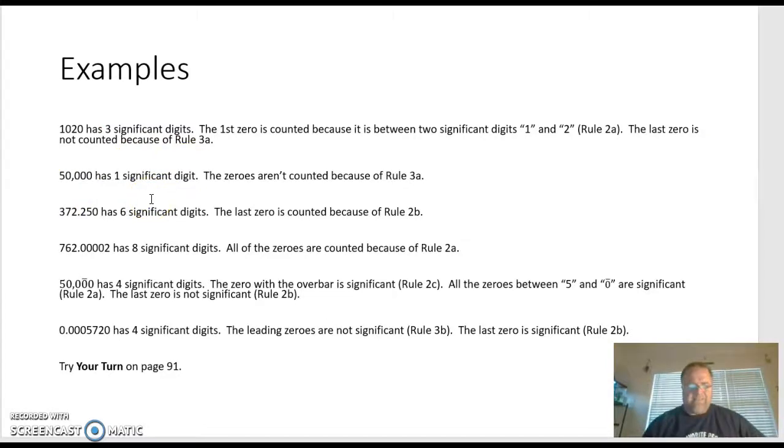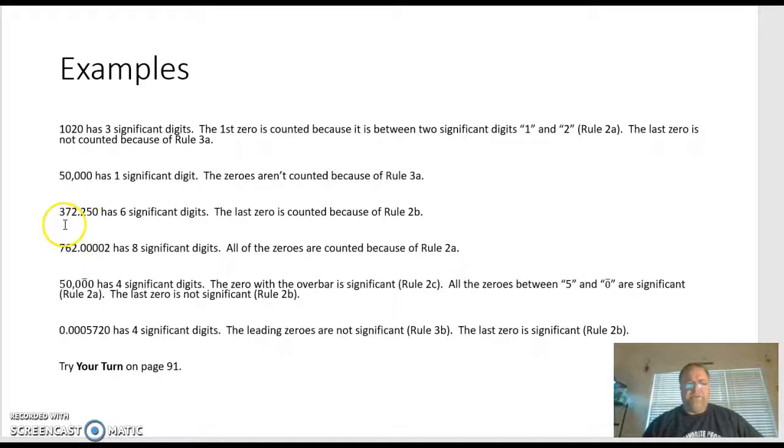All right, 50,000. It might look like it has more than one, but it actually has one significant digit. Remember, all zeros on the right side of a whole number, a number without a decimal point, are not significant. So the only significant digit here is the 5.